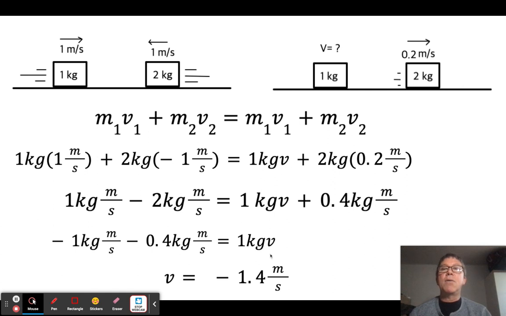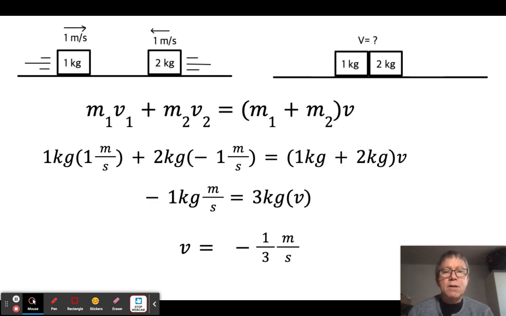So let's just try this here. I wanted to solve the problem I showed you. So I'm going to use m1v1 plus m2v2 equals m1v1 plus m2v2. We're going to use this a lot. So let's just substitute. Okay, so I've got 1 times 1 plus 2 times negative 1 is going to equal 1 times I don't know plus 2 times positive 0.2. And I just solve for the velocity of this one. I'm going to find out it's going 1.4 in the negative direction. And that works because the total momentum I start with is the total momentum I end with.